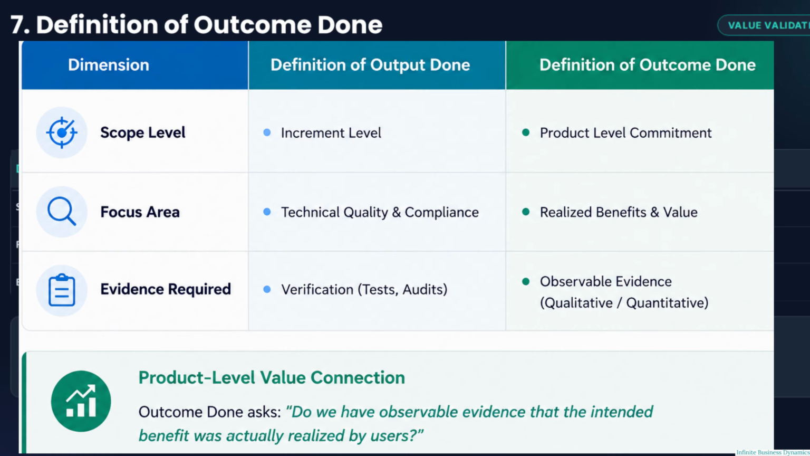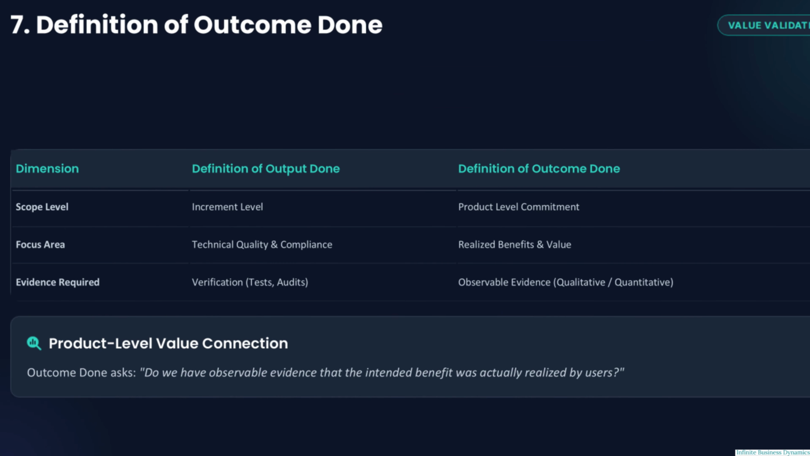Output done can be supported through verification such as tests and audits. Outcome done requires observable evidence, which may be qualitative or quantitative, showing that the intended change has actually occurred. The key question is therefore not simply, did we produce the increment? But, do we have observable evidence that the intended benefit was actually realized by users? This brings us directly from delivery and outcomes to the next level of the learning thread, understanding value and its actual impact.